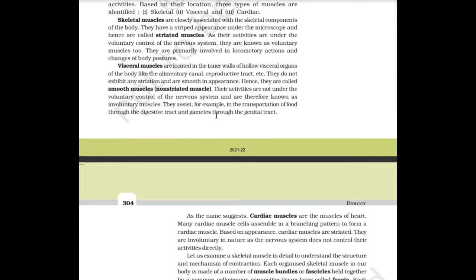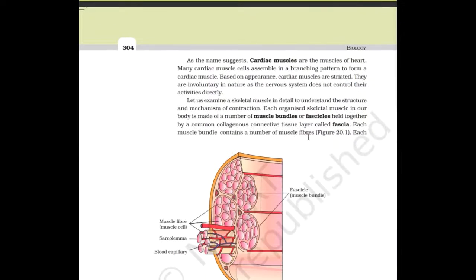Visceral muscles are located in the inner wall of hollow visceral organs of the body like the alimentary canal, reproductive tract, etc. They do not exhibit any striation and are smooth in appearance. Hence, they are called smooth muscles or non-striated muscles. Their activities are not under the voluntary control of the nervous system and are therefore known as involuntary muscles. They assist, for example, in the transportation of food through the digestive tract and gametes through the genital tract.